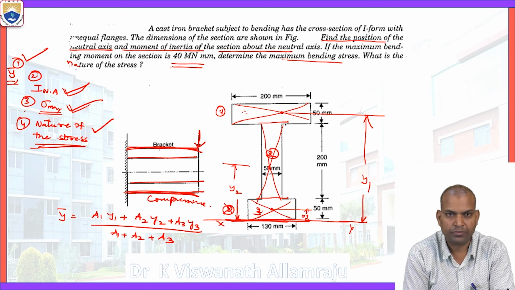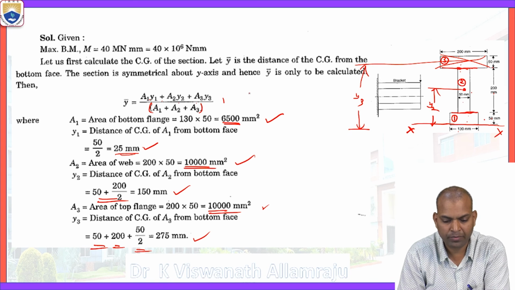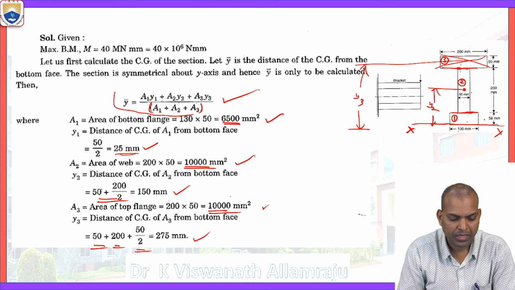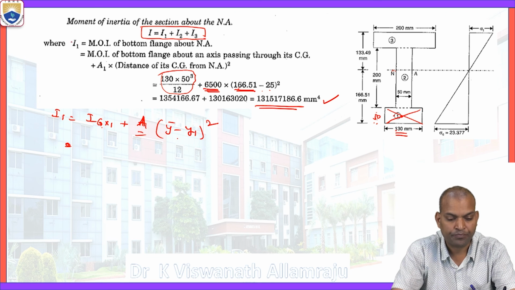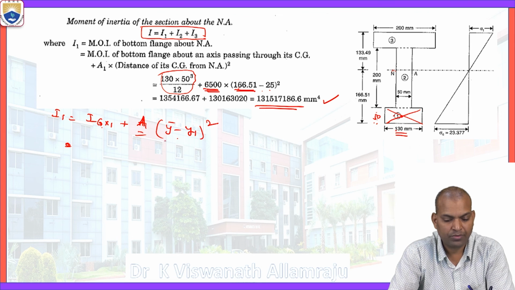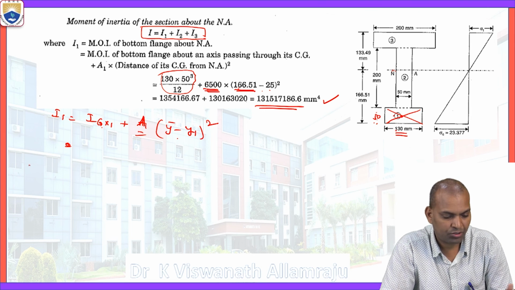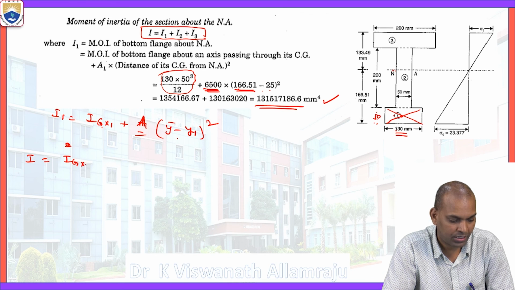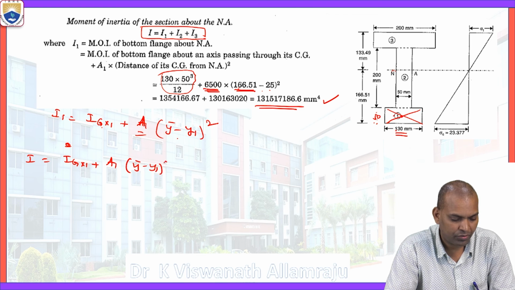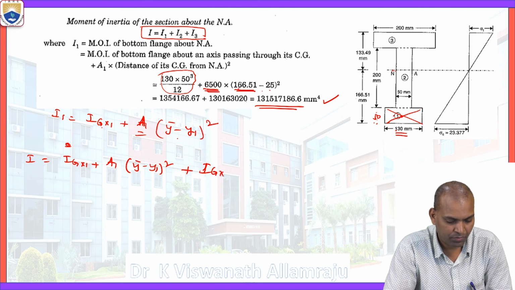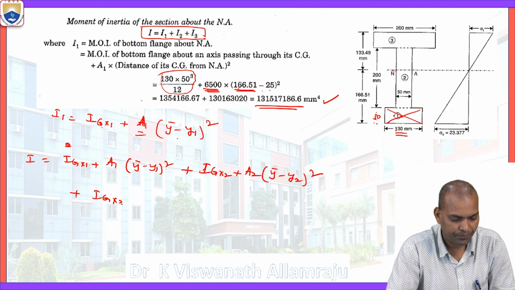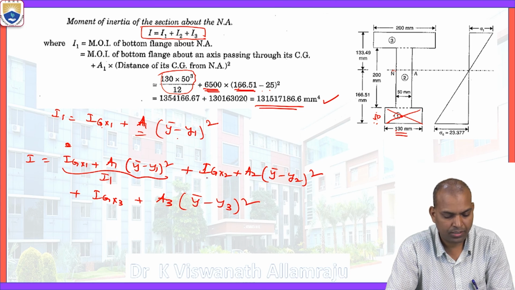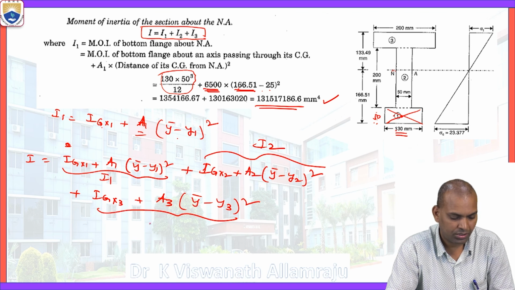So these are the four objectives. Bar y comes from bar y equal to a1 y1 plus a2 y2 plus a3 y3 by a1 plus a2 plus a3. This is the bar y formula. Next, the moment of inertia about the neutral axis, that is I equal to I1 plus I2 plus I3, where I1 is Ig x1 plus a1 times (bar y minus y1) whole square. If you want to write the total I formula: Ig x1 plus a1 times (bar y minus y1) whole square, plus Ig x2 plus a2 times (bar y minus y2) whole square, plus Ig x3 plus a3 times (bar y minus y3) whole square. This term represents I1, this term represents I2, and this term represents I3.